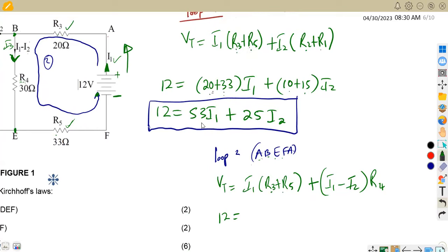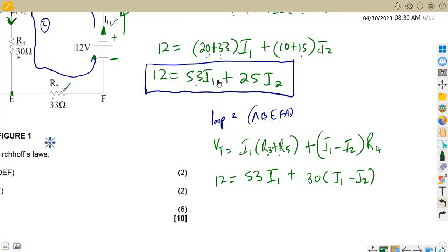We added this before. We got 53, so this is going to be 53 times I1. All right, so we are going to have 53 I1. Then we move on, in this case R4. We have R4, which is 30 ohms, so this is going to be plus 30 into (I1 minus I2).